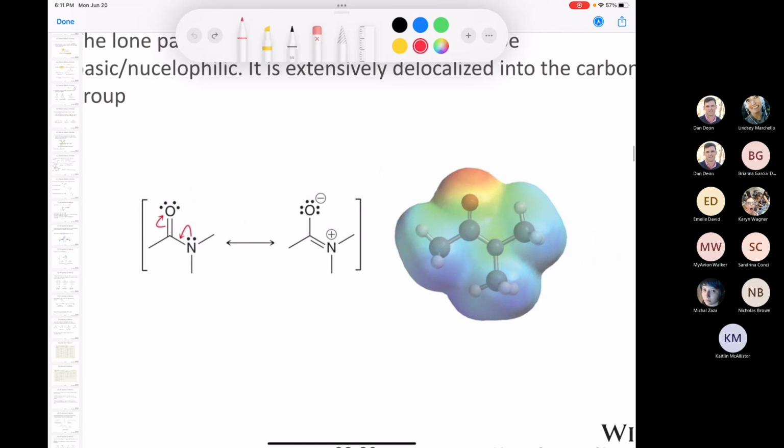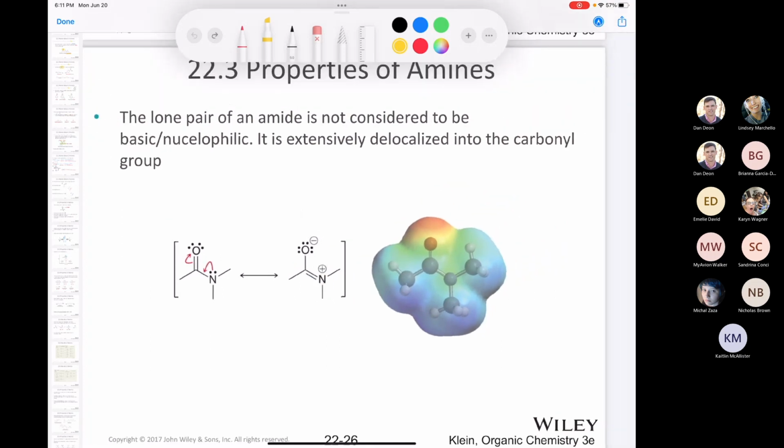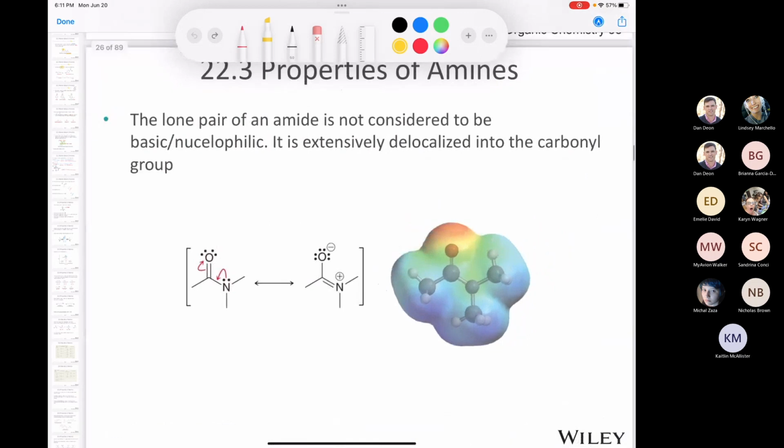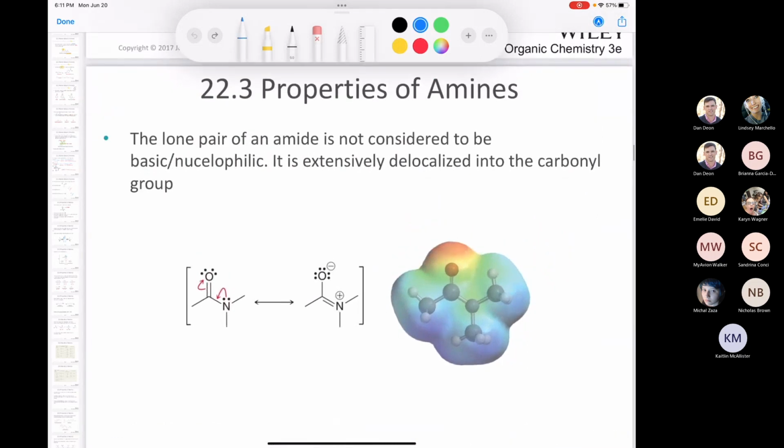In fact, if you look at the electrostatic potential map of the amide, you see that most of the negative electron density resides on that oxygen. So again, we have a lot of double bond character, and so the nitrogen of an amide is actually sp2 hybridized. So let's scribble that in here. This is sp2 hybridized, and that is why the lone pair of an amide is not considered to be a good nucleophile or a good base.